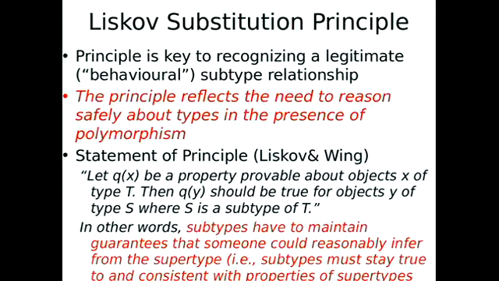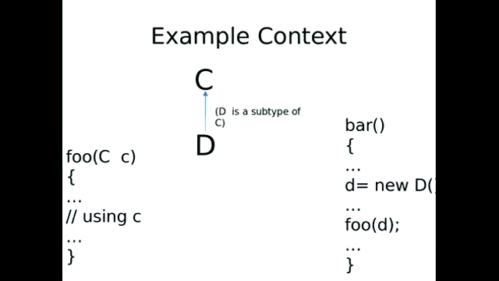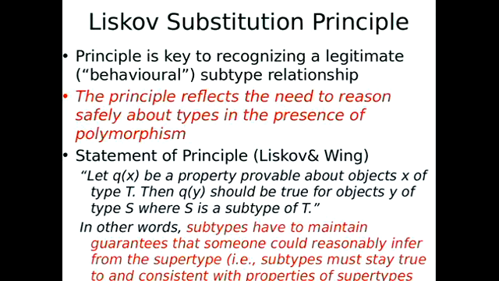Okay, so it's the key for reasoning safely about types in the presence of polymorphism. And we said it has to do with these properties. If you could prove properties about the supertype, here called C, those should also be provable for the subtype D. We should be able to do things with D that we are confident will work with C. They're properties that, based on the specification of C, based on what we know about C, we may reasonably be counting upon.